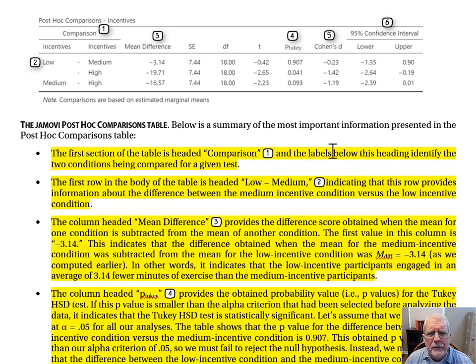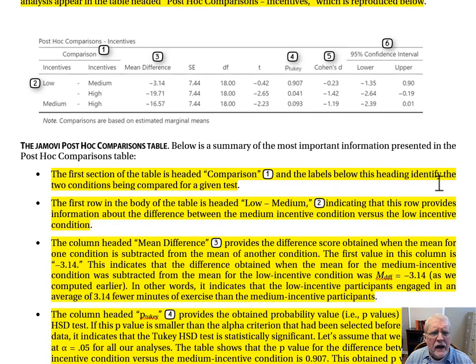The first section of the table is headed comparison, and the labels below this heading identify the 2 conditions being compared for a given test. This is below the call-out number 1, and we see the heading comparison. So this first row will compare the low incentive condition to the medium incentive condition. Everything in this row pertains to that comparison. Next row compares the low incentive condition to the high incentive condition. Everything in this row refers to that comparison. And the last row compares the medium incentive condition to the high incentive condition. Everything in that row pertains to that.